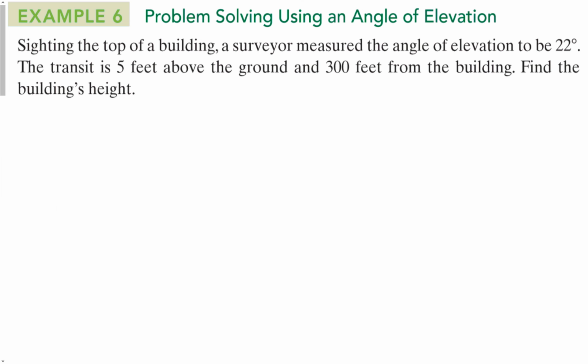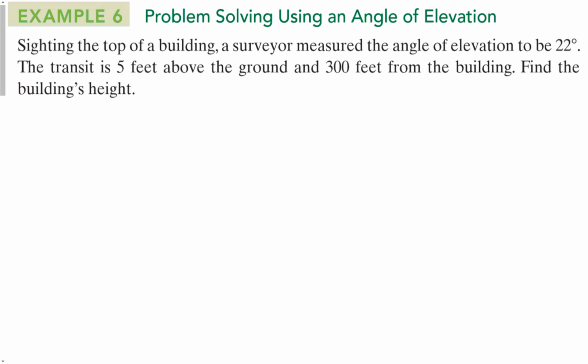Okay? So now the hardest part about these word problems, I think, is that if you're not given a picture, you really should make one. Okay? So, sighting the top of the building, a surveyor measured the angle of elevation to be 22 degrees. The transit is 5 feet above the ground and 300 feet from the building.